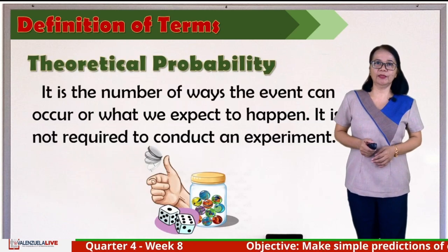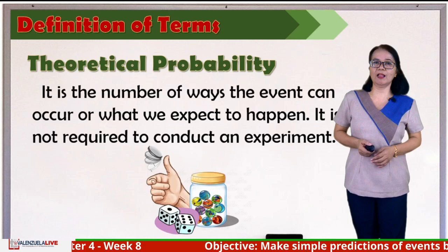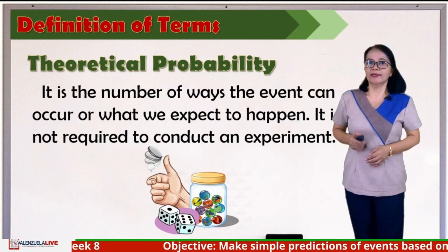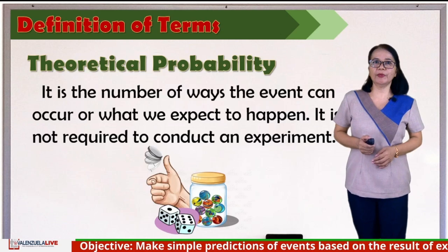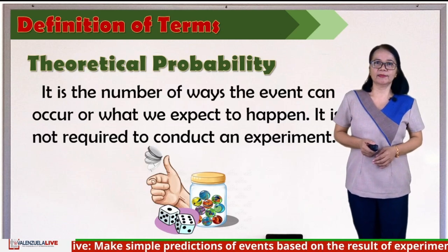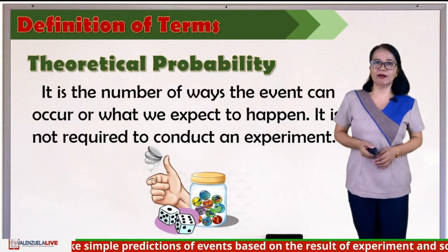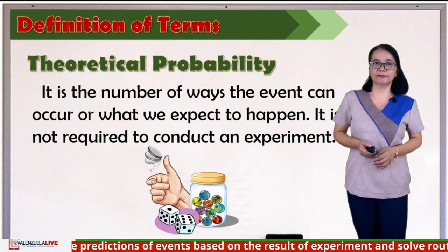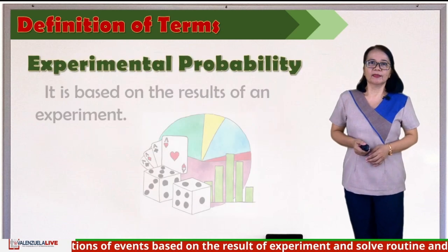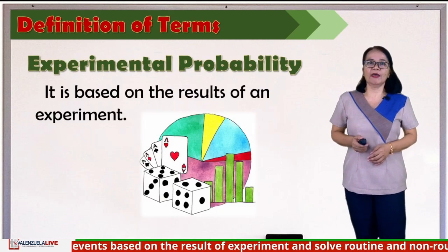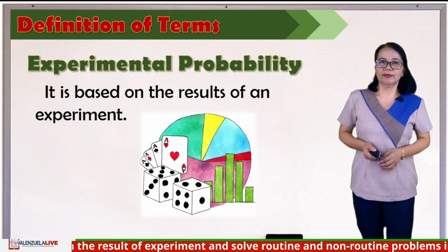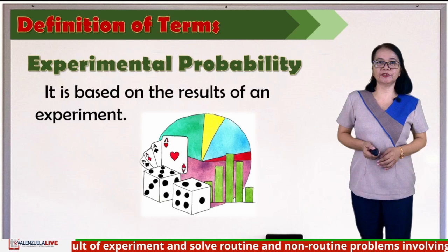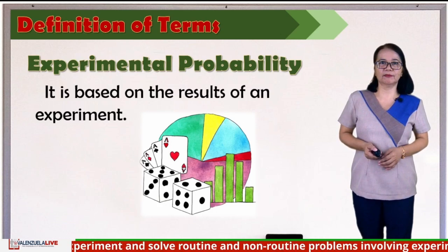The next one, we have theoretical probability. It is the number of ways the event can occur, or what we expect to happen. It is not required to conduct an experiment. The next one, we have experimental probability. It is based on the results of an experiment.